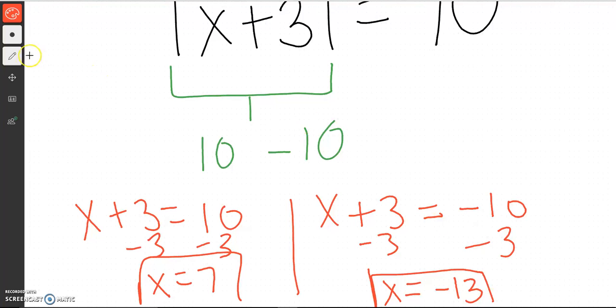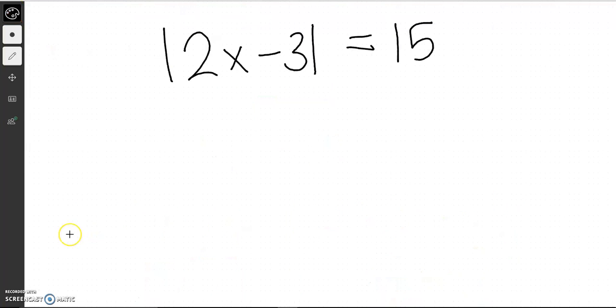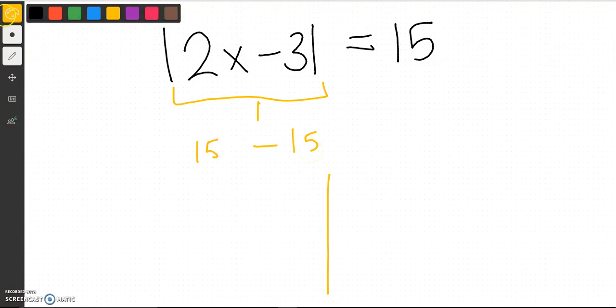Let's try two more. Okay, so here's my next one. Again, I'm going to do the same thing, because if I think about this, this absolute value could be a positive number or a negative number to be 15 units away from 0. So I could have positive 15 or negative 15. So let's make two equations, one side being the positive side and the other side being the negative side.